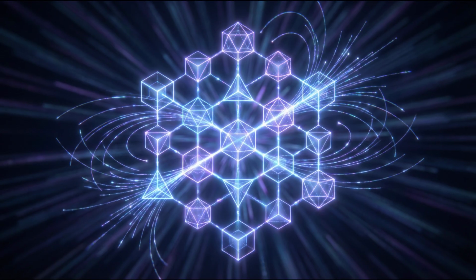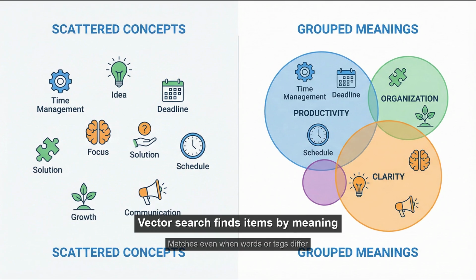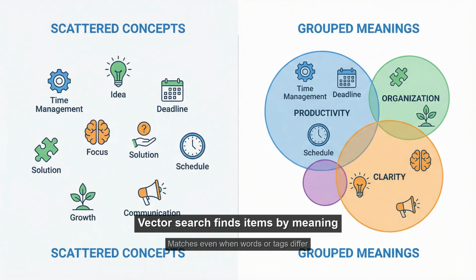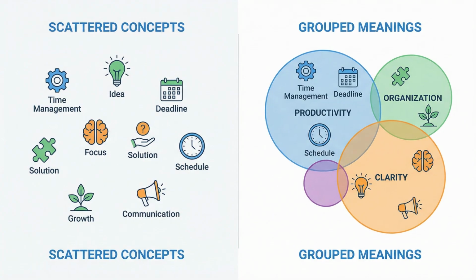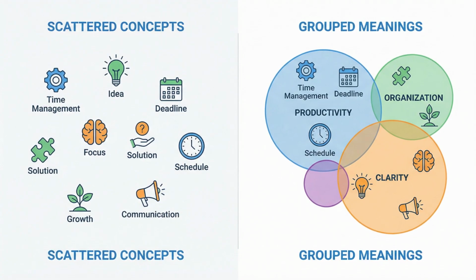In plain English, vector search is a way for computers to find things that mean the same, or close to the same, even when the words, labels, or pixels are different. Instead of matching strings of text, it matches meaning.